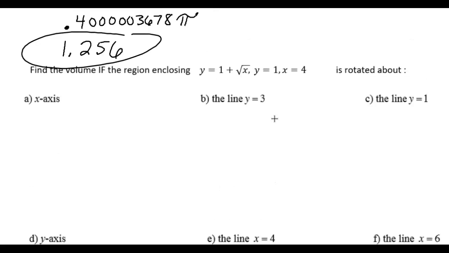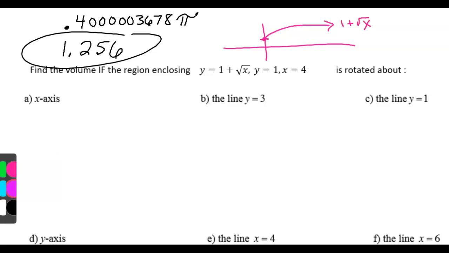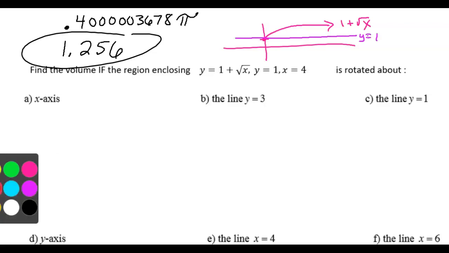So let's go ahead and we'll just do it up here because I have some room. So we get 1 plus root x. I'm going to go up 1. And remember, root x looks like that. So that's 1 plus root x. Y equals 1. And then x equals 4. Okay. And so it's always the region that's bound. So we're looking at this little region. And so I've got 6 different scenarios.